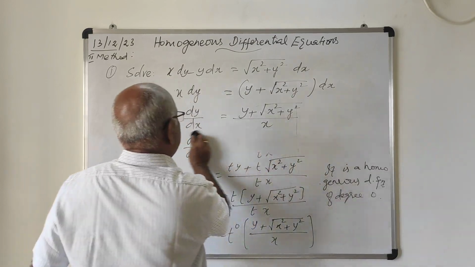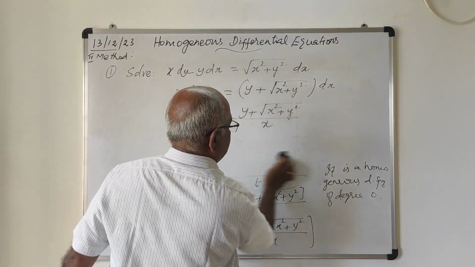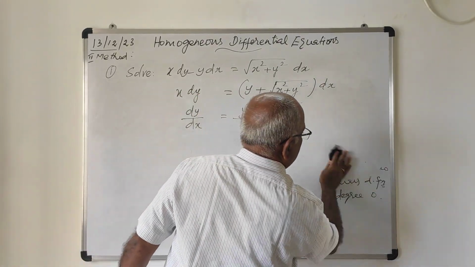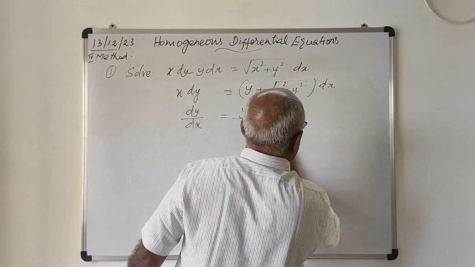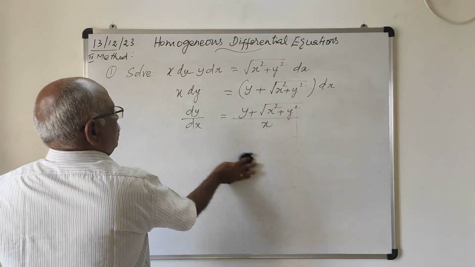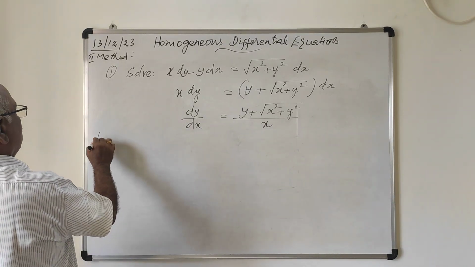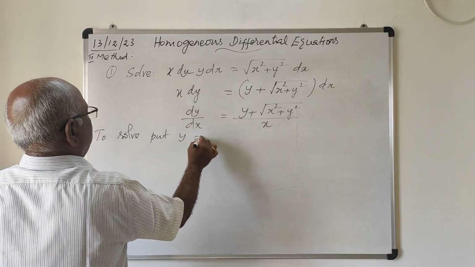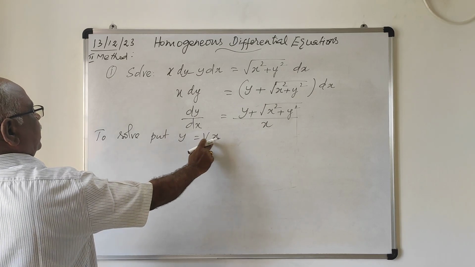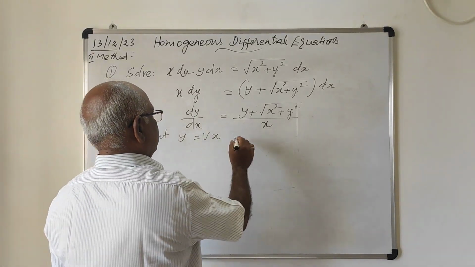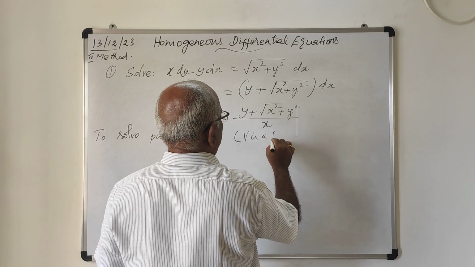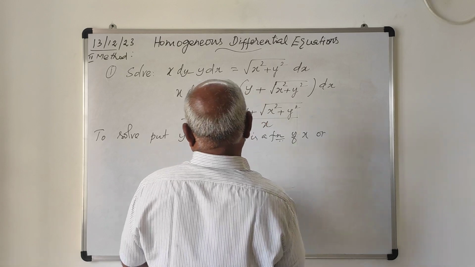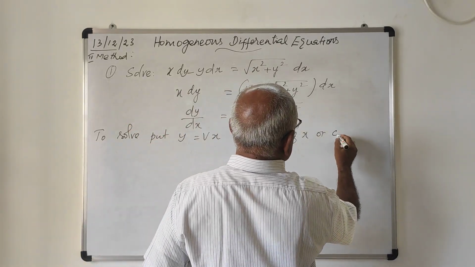To solve in this step, you replace y by vx. That's our next idea. So to solve this differential equation, substitute or put y equal to vx. And v and x are functions of x. V is a function of x or constant.